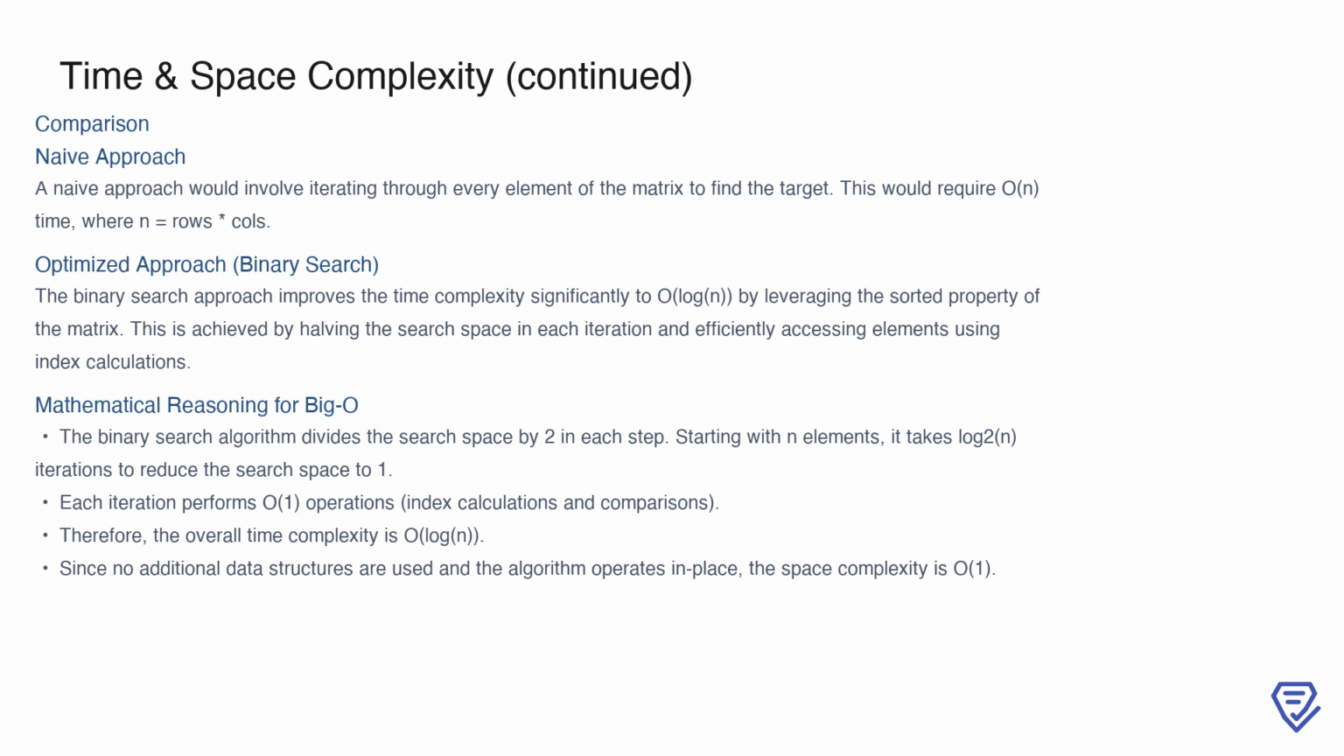Mathematically, the binary search process works by dividing the search space by 2 at each step. Starting with n elements, it takes log2 n iterations to reduce the search space to a single element. Since each iteration involves only constant time operations, such as index calculations and comparisons, the overall time complexity is O(log n). Moreover, the space complexity remains O(1), because the algorithm operates in place without using additional data structures.